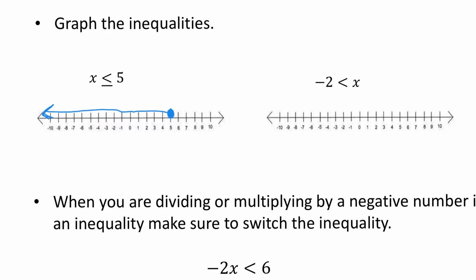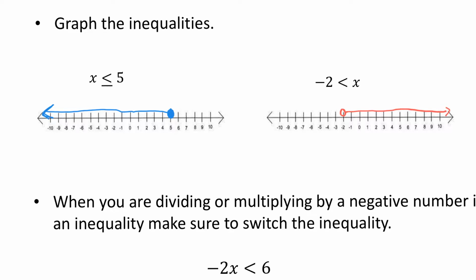If you have a greater than or a less than with no equal part, no line on the bottom, that means you have an open circle. So for this inequality, -2 is less than x, I'm going to have an open circle at -2, and notice the inequality is pointing to the number. So when the inequality is pointing to the number, you will have the arrow going to the right.